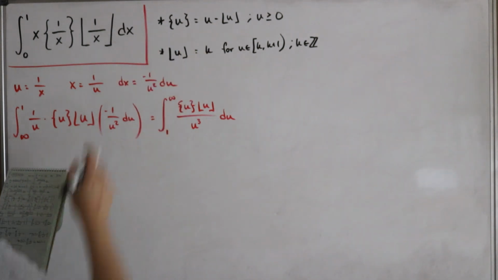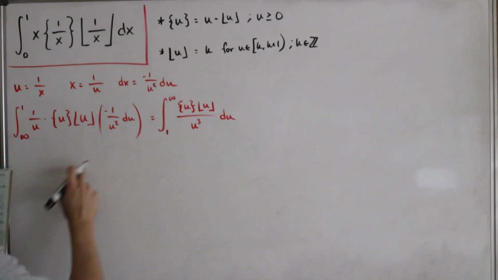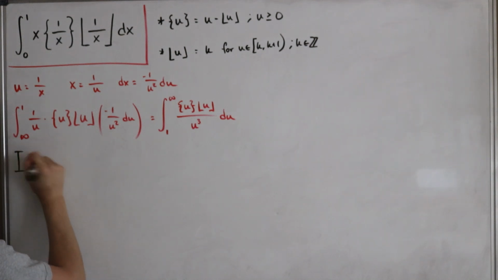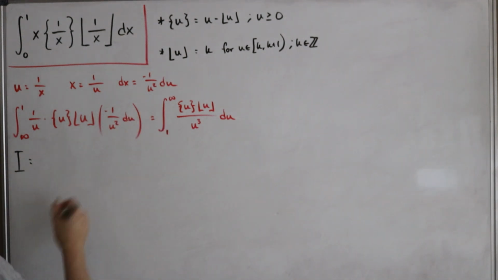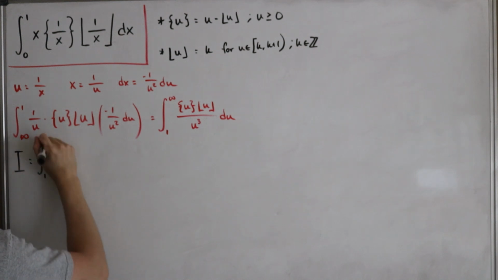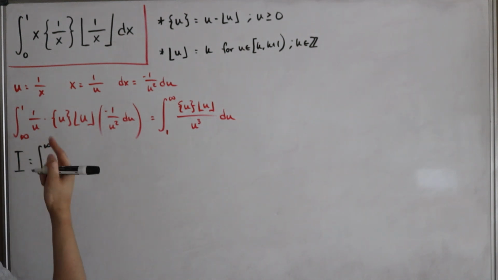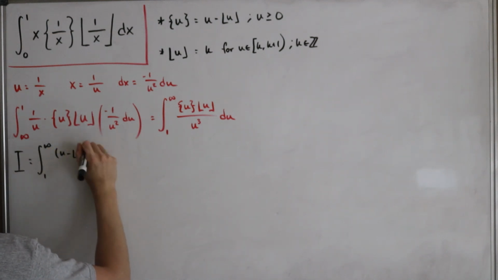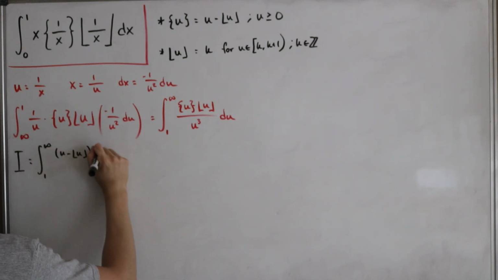Okay, and utilizing that, we can now plug everything back in with those formulas we just put in. I also forgot to mention, we'll call this capital I. So this is going to be the integral from 1 to infinity, of the fractional part, so I have u subtract the floor of u, then multiply with the floor of u again.